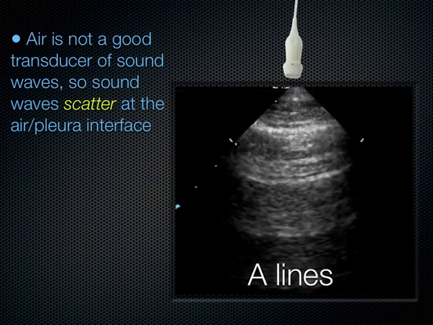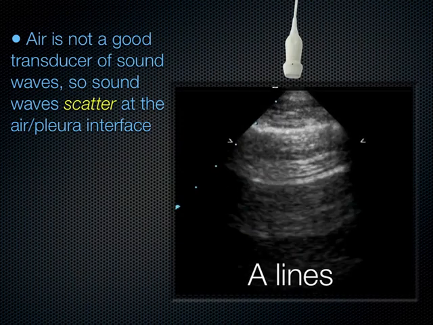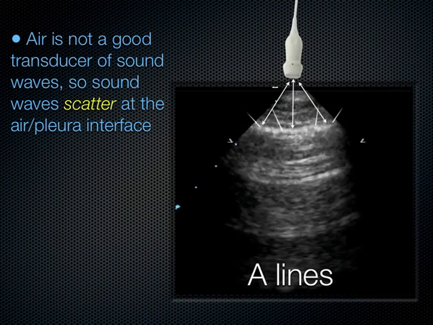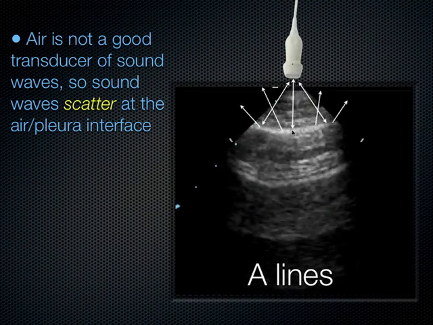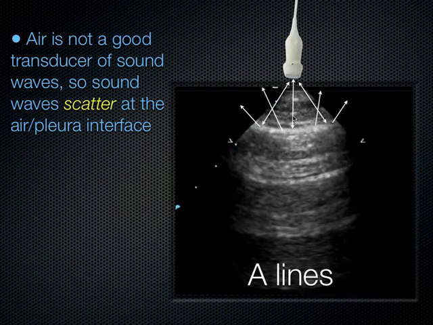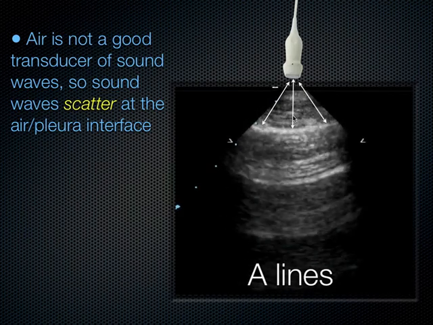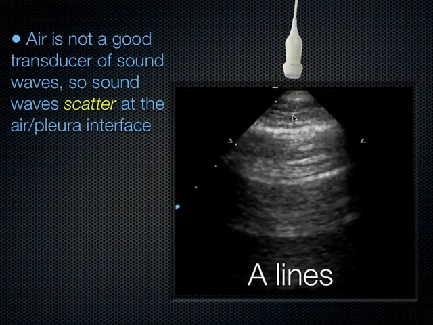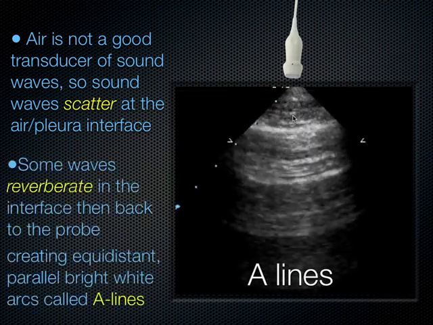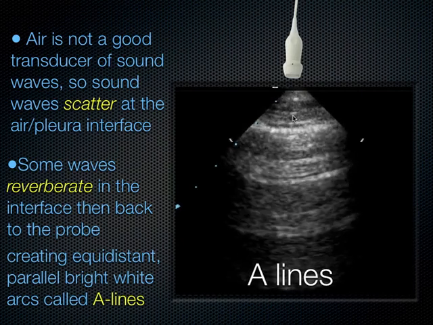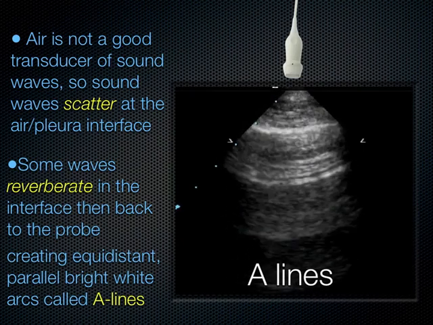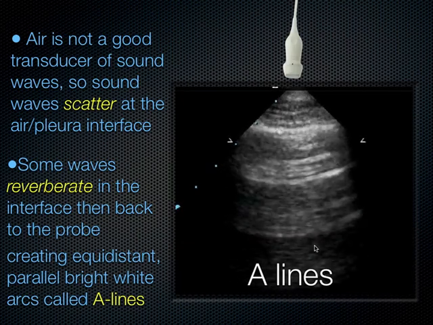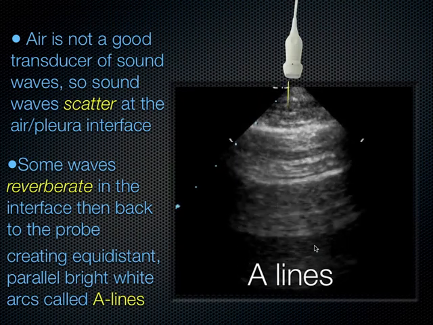And because we know that air is not a good transducer of sound, sound waves get scattered at the air-pleural interface. And that's what we're seeing there. The sound is coming in, it reflects off the pleura, comes back again, and then there's this repeating artifact that extends down at repeating intervals from the pleural line and into the body. That's because some of the sound waves are reverberating back and forth again, and we get these equidistant, parallel, bright lines coming down, or A-lines.